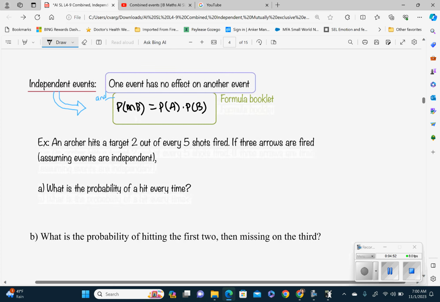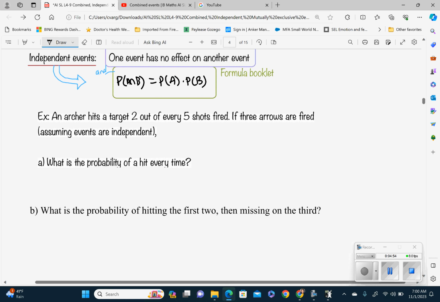So here's an example. An archer hits a target 2 out of every 5 shots fired. So the probability of a hit is 2 out of 5. Let's go ahead and just say also what is the probability of a miss? Probability of a miss, if they hit the target 2 out of every 5, they miss the target 3 out of 5. And I can prove that because 2/5 plus 3/5 is equal to 1.